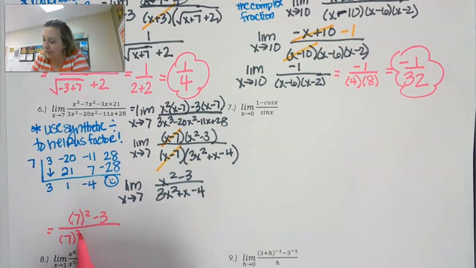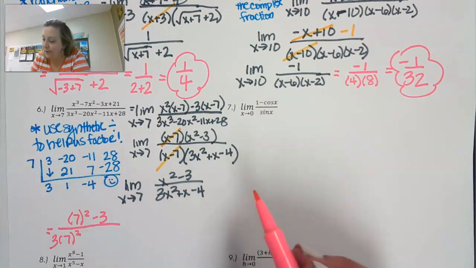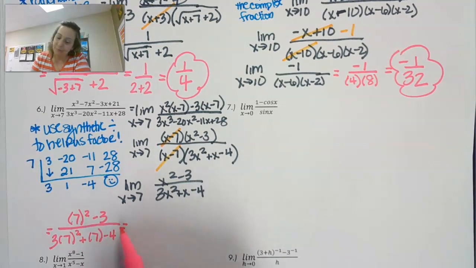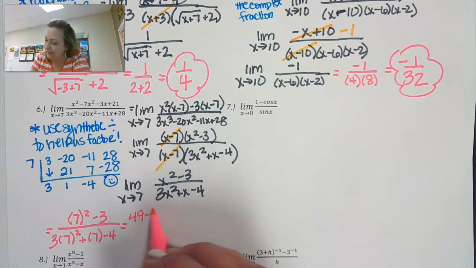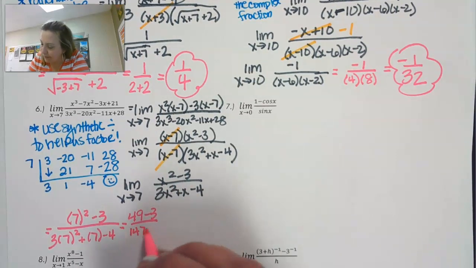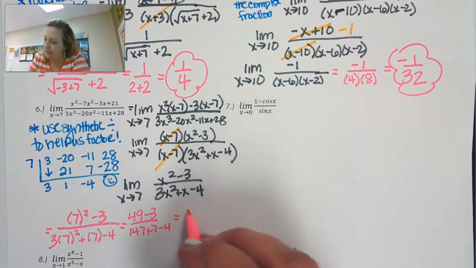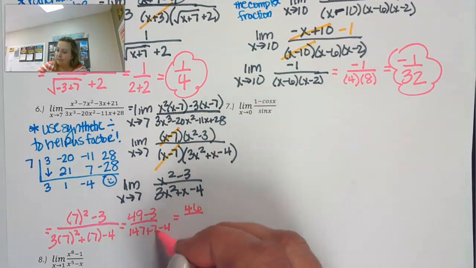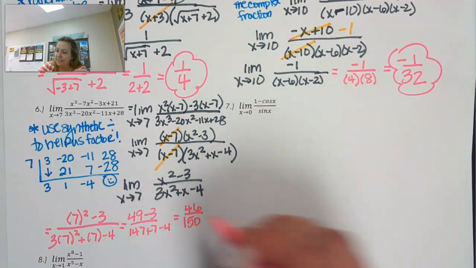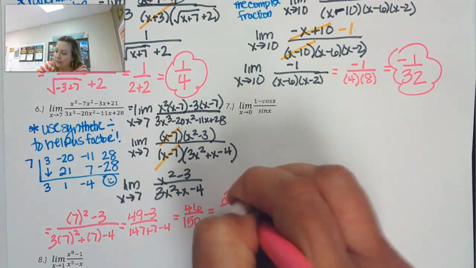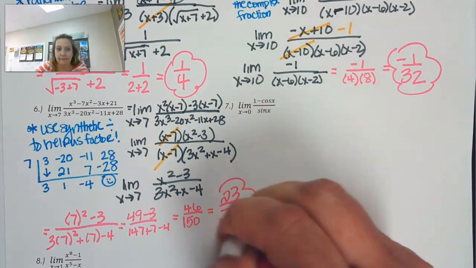So I have 7 squared minus 3 over 3 times 7 squared plus 7 minus 4. So this gives me 49 minus 3. 49 times 3 is 147. Yep, okay. 147 plus 7 minus 4. So the top gives me 46. The bottom gives me 154 minus 4, which is 150. I can divide each of those by 2, and I get 23 over 75. Okay.